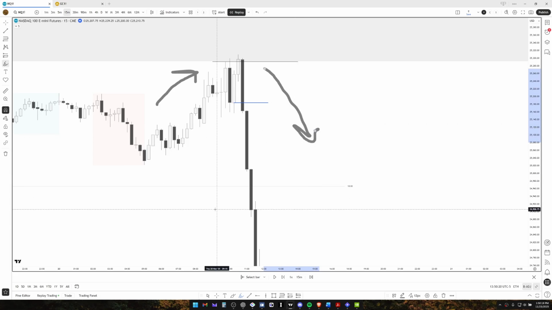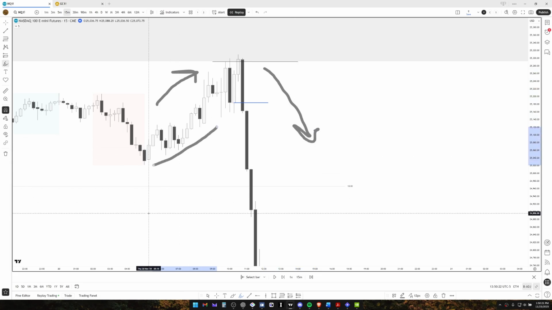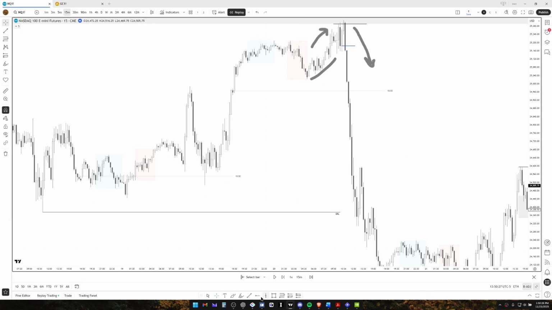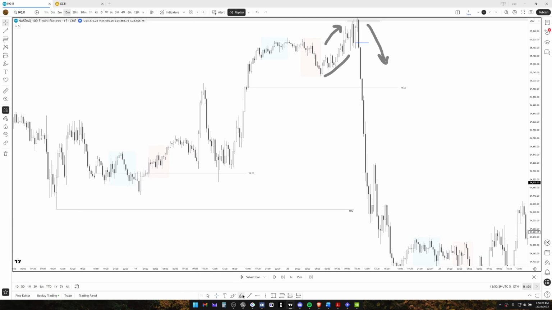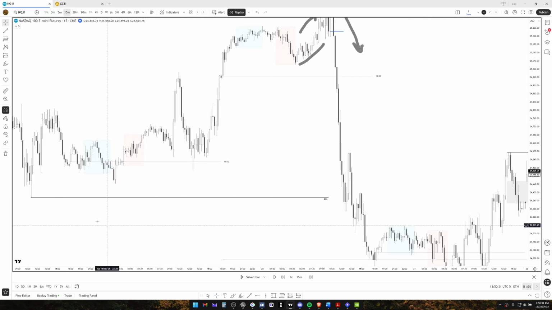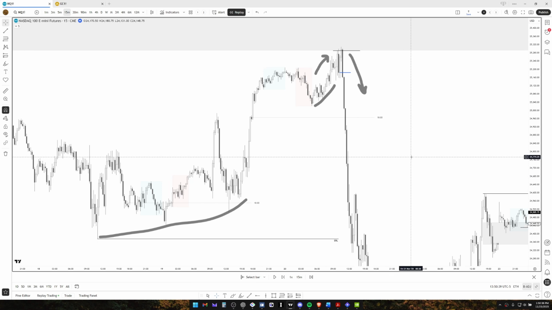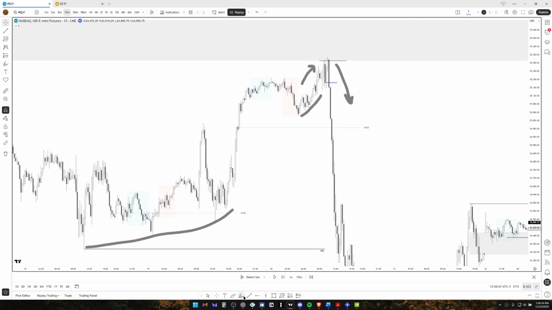Liquidity. Our target, external liquidity here. We tapped into the higher time frame key level. On the daily, this is the daily key level. We have liquidity here that was built up from Asia and London.